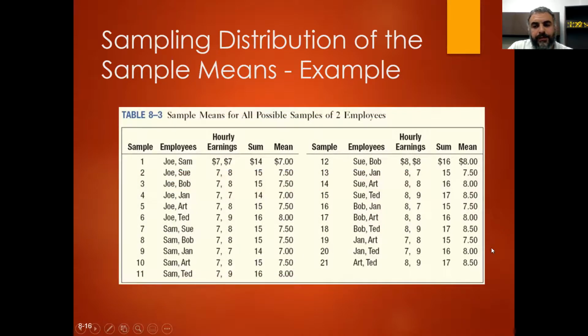So these are all the possible combinations. We might end up picking Joe and Sam, Joe and Sue, Joe and Bob. On the other side, we might have Jan and Art, Jan and Ted, and Art and Ted. And you can see for each 2 individuals, they have a different sample mean. For example, for Joe and Sam, both of them take $7 an hour, so their mean is 7. Of course, this information is outdated.